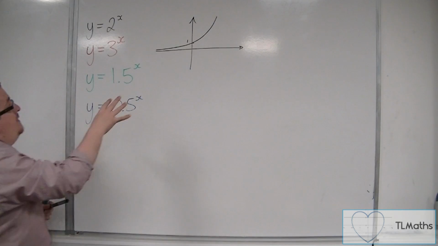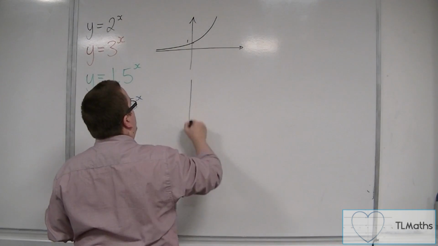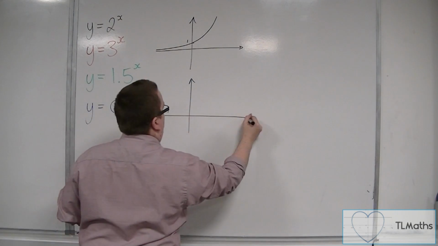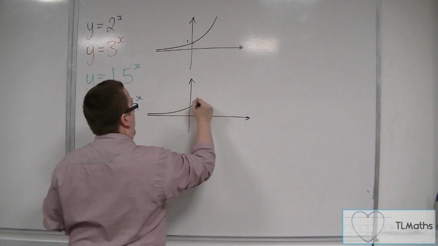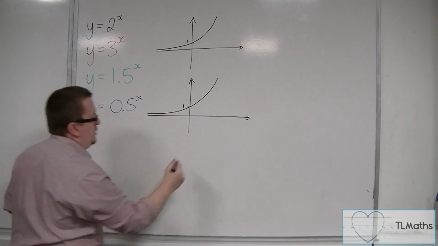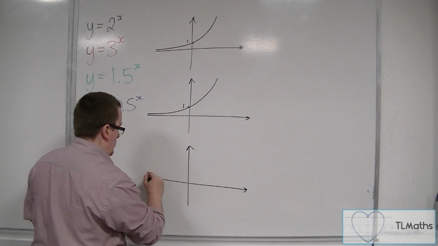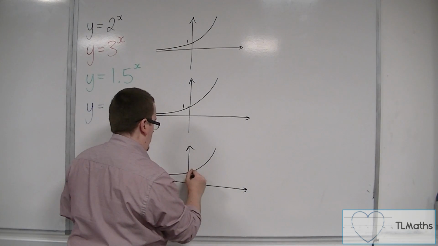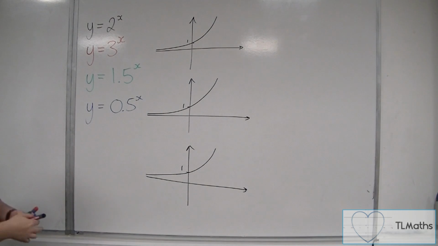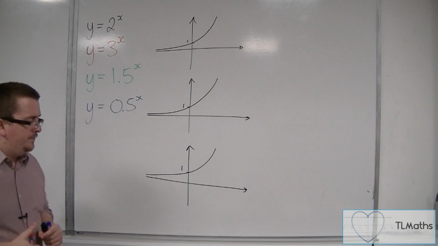And we're going to compare this with these three. Okay, so I'm going to make 3 diagrams comparing y is equal to 2 to the x to each. Okay, so first of all, let's look at y is equal to 3 to the x.